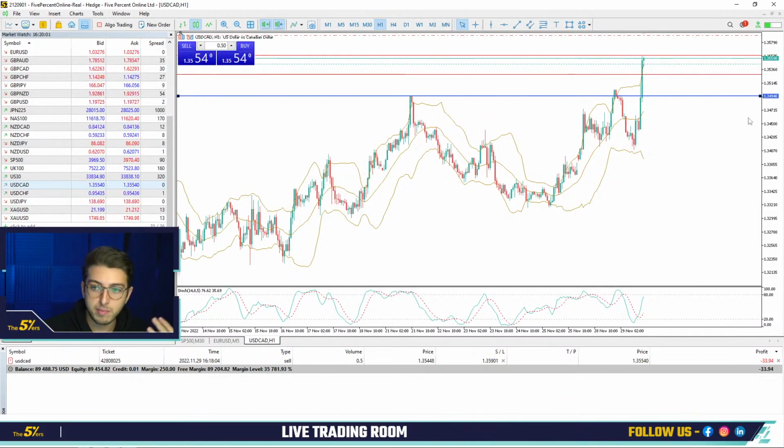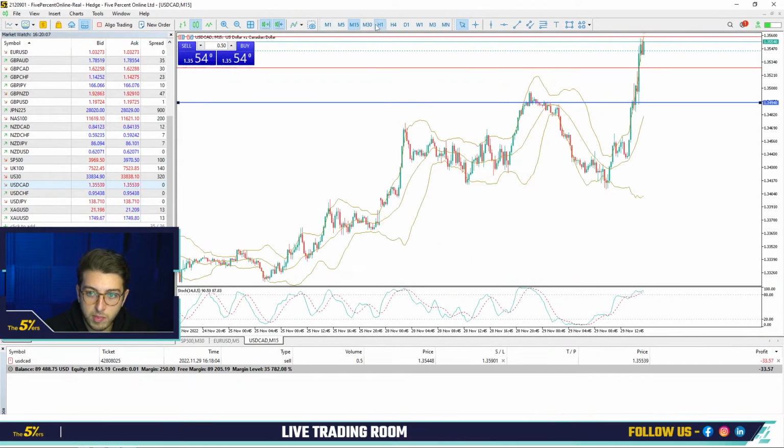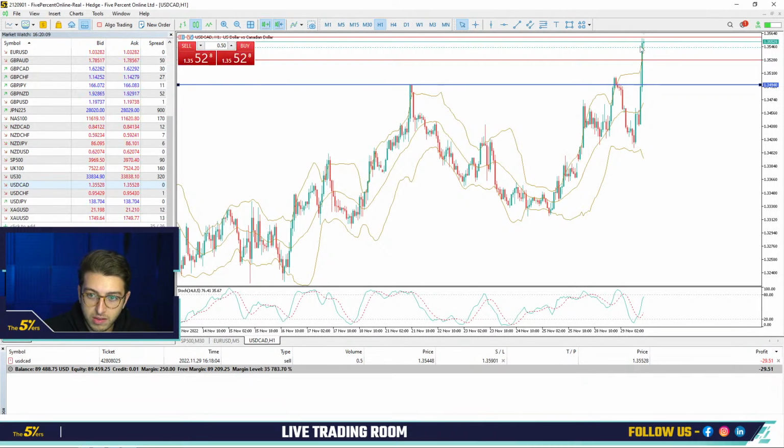So here you see I'm not waiting, and this is part of my mindset: I'm not waiting for any confirmation. The confirmation for me is the zone, the volatility that I have at this point.